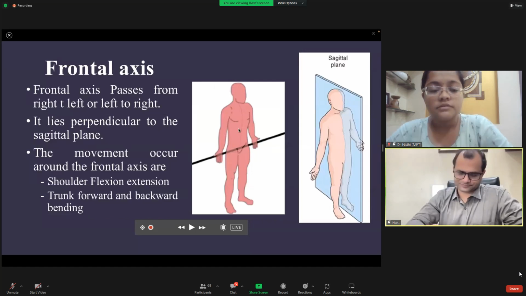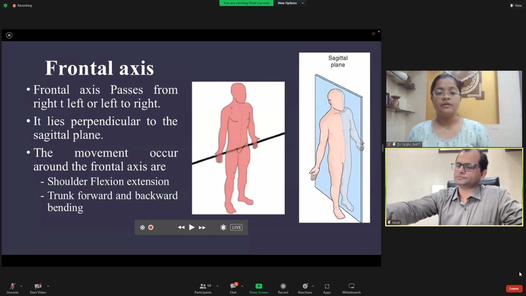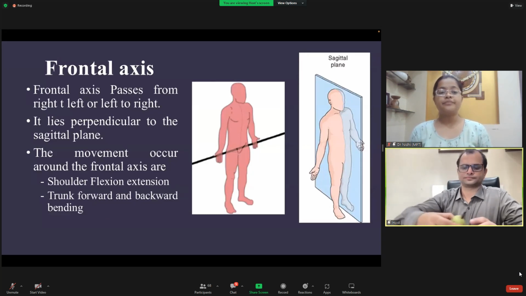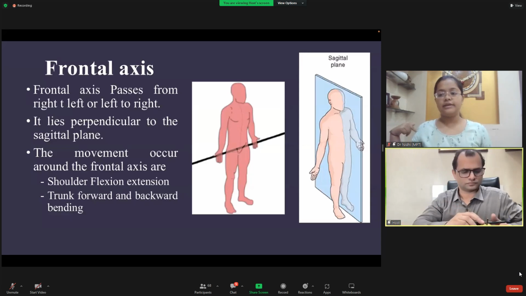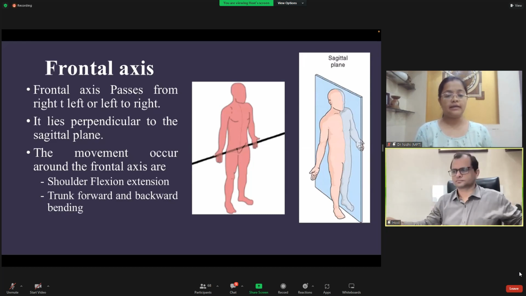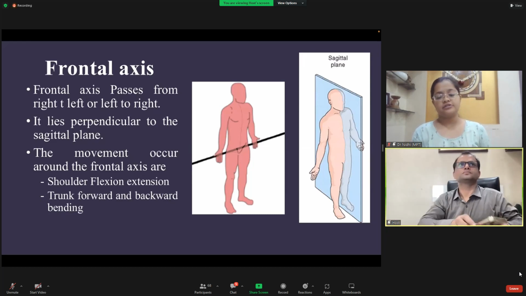Now, frontal axis. Frontal axis passes from right to left और लेफ्ट टू राइट. मतलब यहां से पास होगी तो लेफ्ट में निकलेगी, या लेफ्ट में से पास होगी तो राइट में निकलेगी. ठीक है. So the movements which occur around the frontal axis are shoulder flexion and extension.